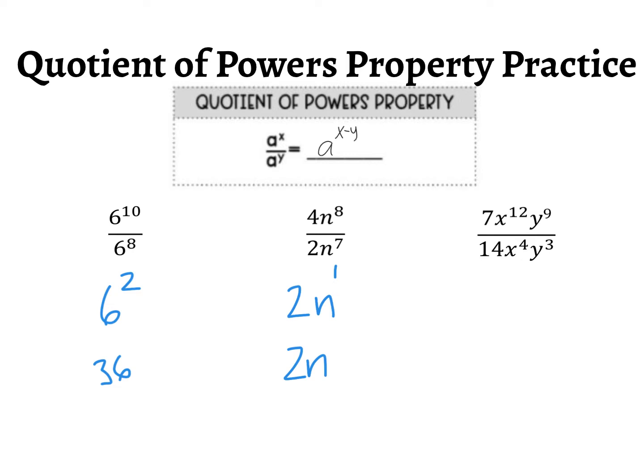I strongly recommend that you work these out yourself and give them a try. As you start dividing this next one, when you start dividing the 7 and the 14, it's really 1/2. 7 fits into 14 twice.